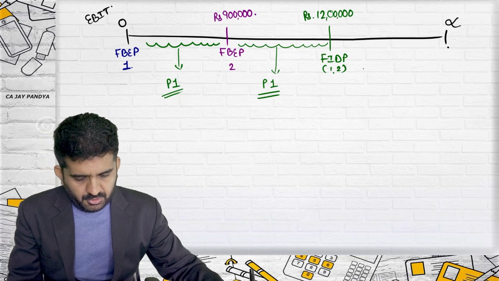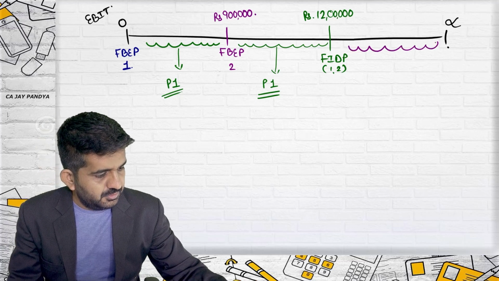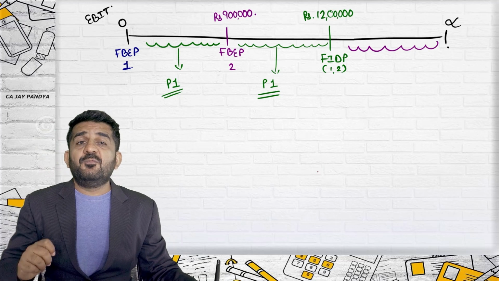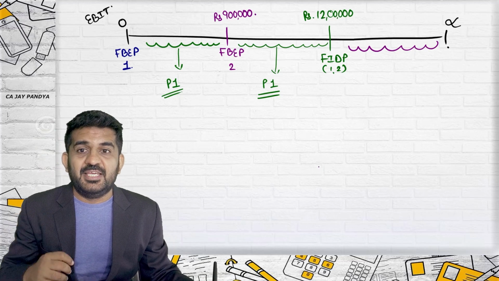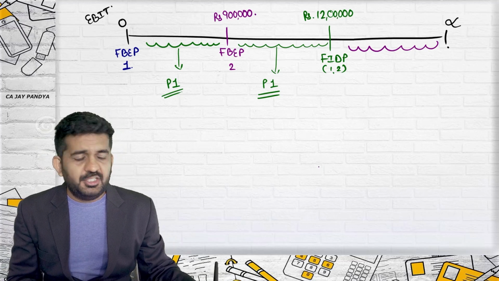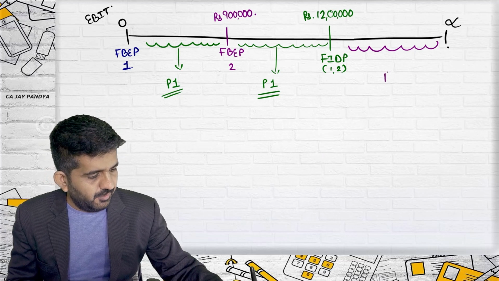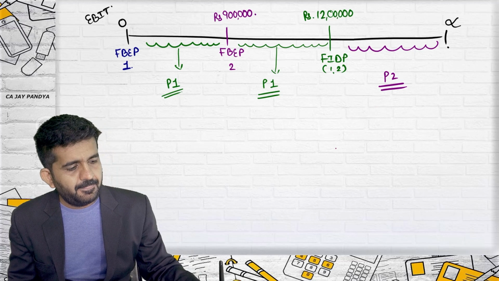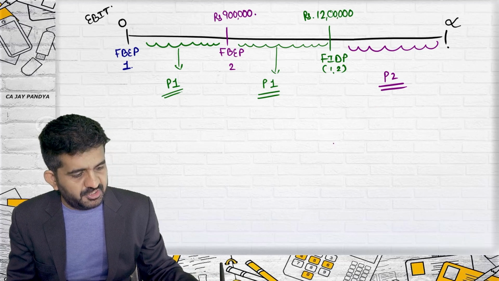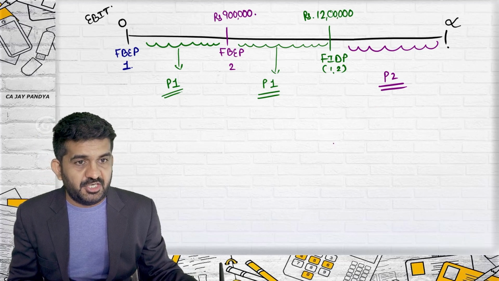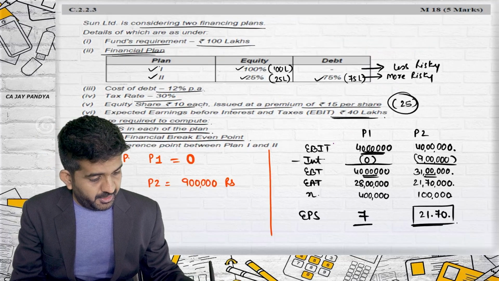Good. Next is this. If you forecast that your EBIT will be this, Hitarth, which plan you will select? Plan 2. Why? Because we are going for the more risky plan, and it is on the right hand side of financial indifference point. And you can even prove it, try to concentrate.